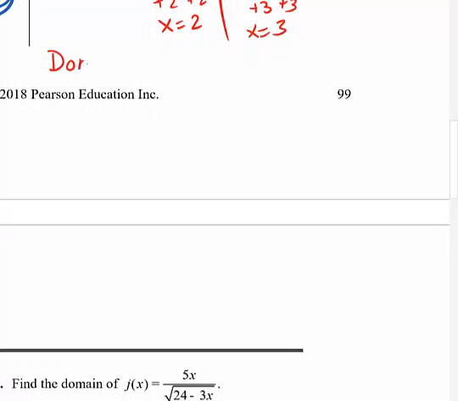So my domain, if I want to write it down in words, is all real numbers except those guys. So I can put whatever I want into this function except these guys.